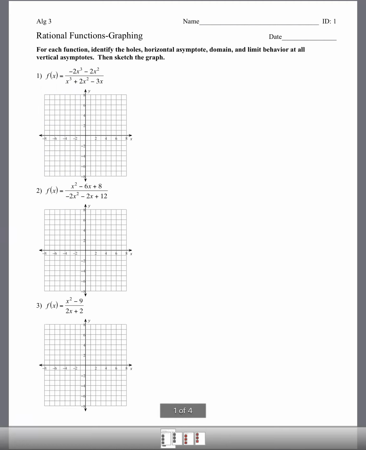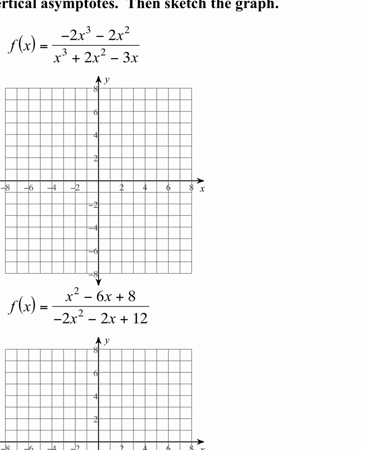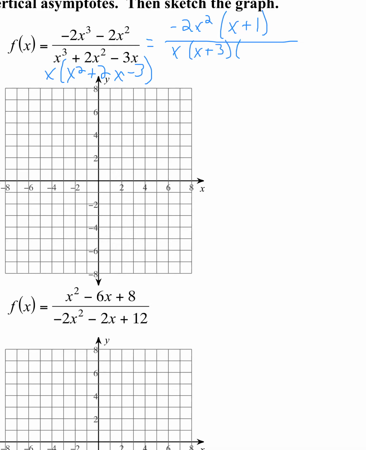Okay, so let's go ahead and zoom in, and there we go. And we're going to start off by factoring. Okay, so let's factor this numerator. I can take out a -2, x squared, and I would be left with x plus 1, right? Okay, so there's my numerator factored, and then my denominator, I'm able to take out an x, and then I'd have x squared plus 2x minus 3. So if I factor that completely, it's going to be x times x plus 3 times x minus 1.